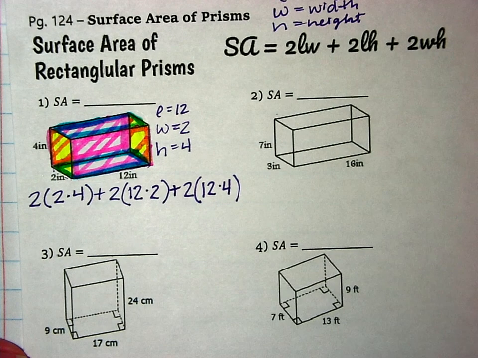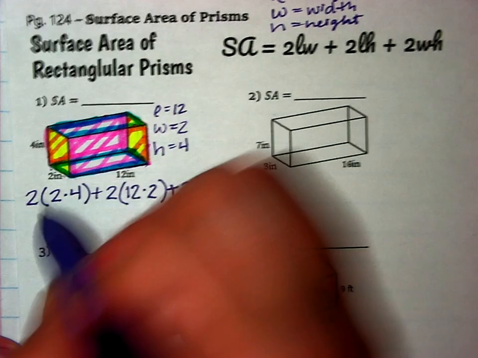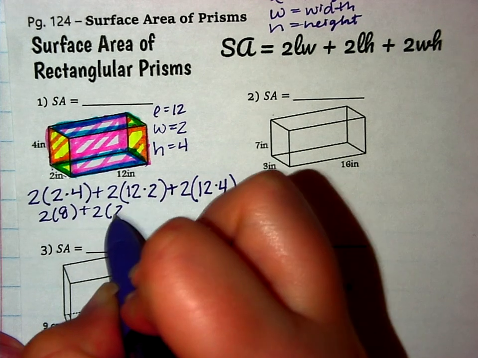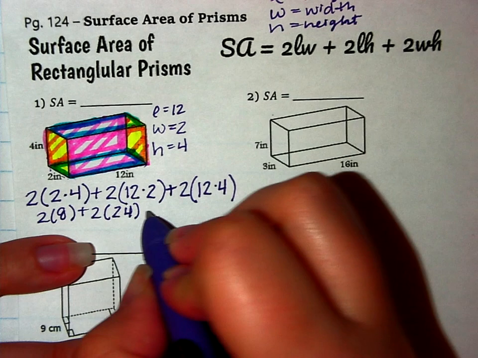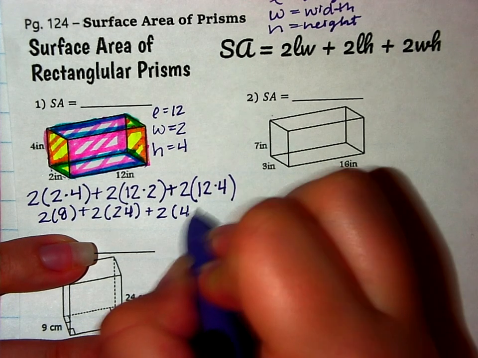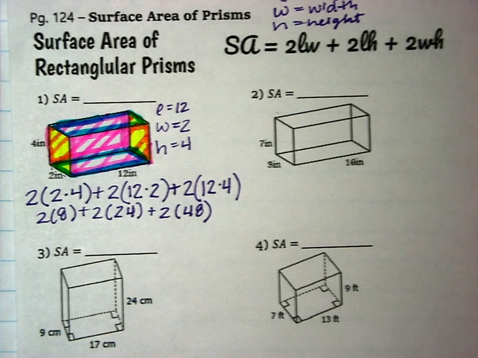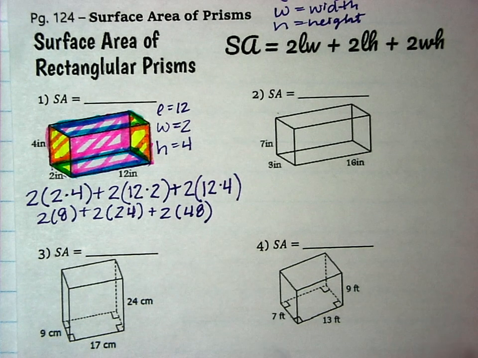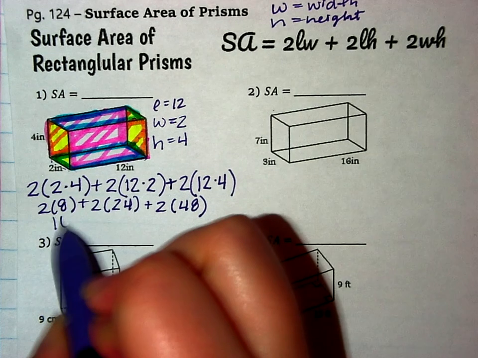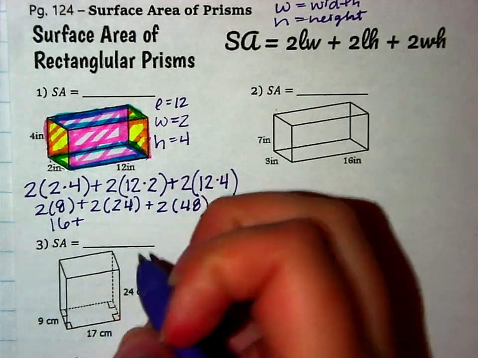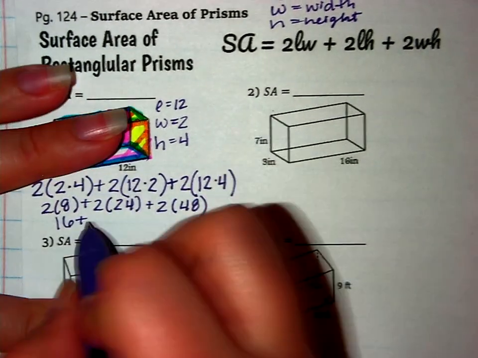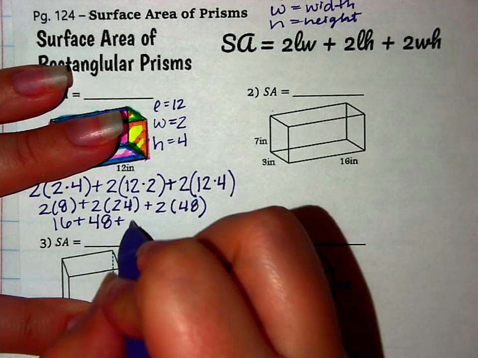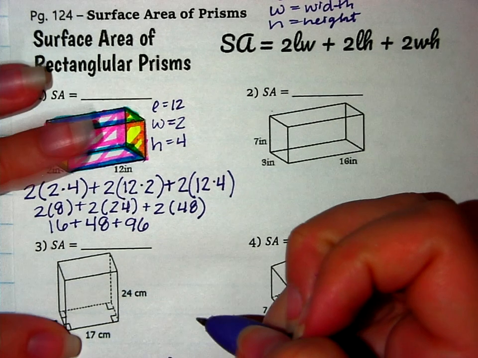So now we really just have to do PEMDAS. We're going to do the inside of the parentheses. So we have 2 times 8 plus 2 times 24 plus 2 times 48. Remember, PEMDAS is how you do math. So now after parentheses comes multiplication. 2 times 8 is 16 plus 2 times 24 is 48 plus 2 times 48 is 96.